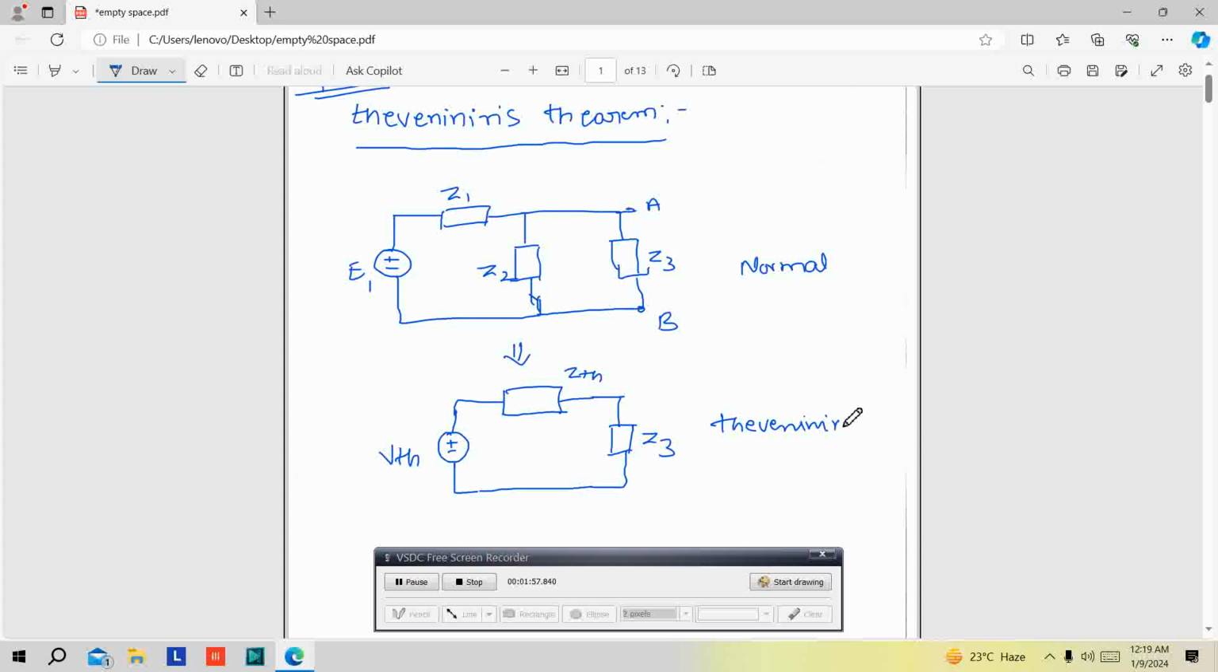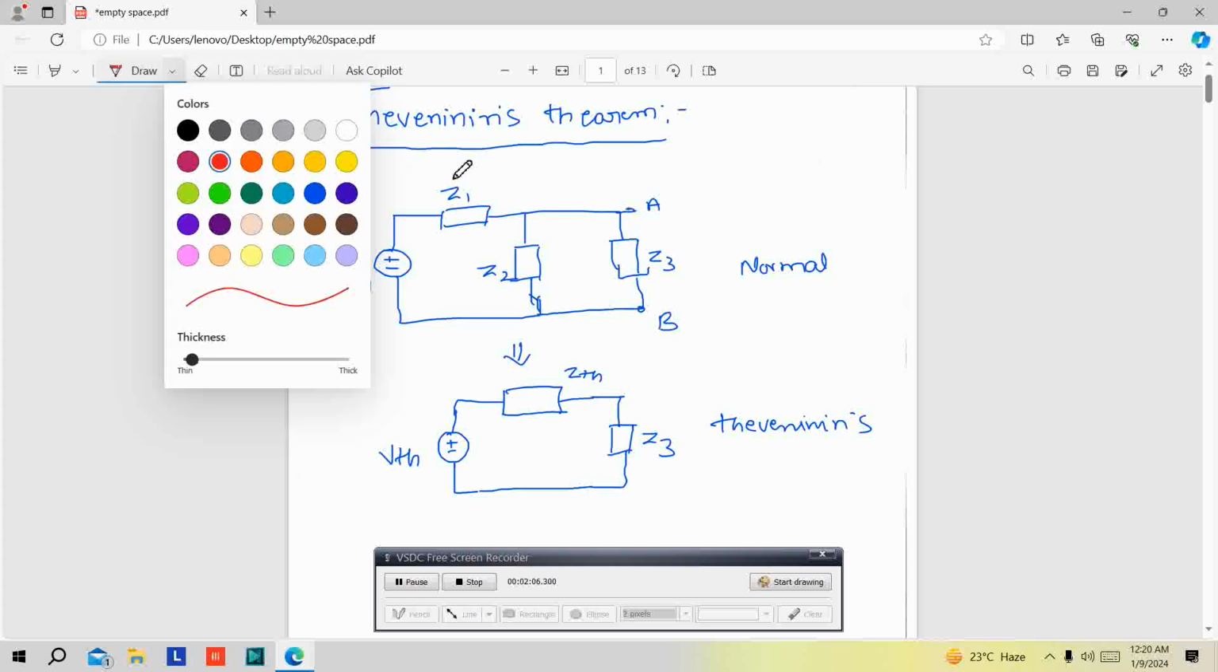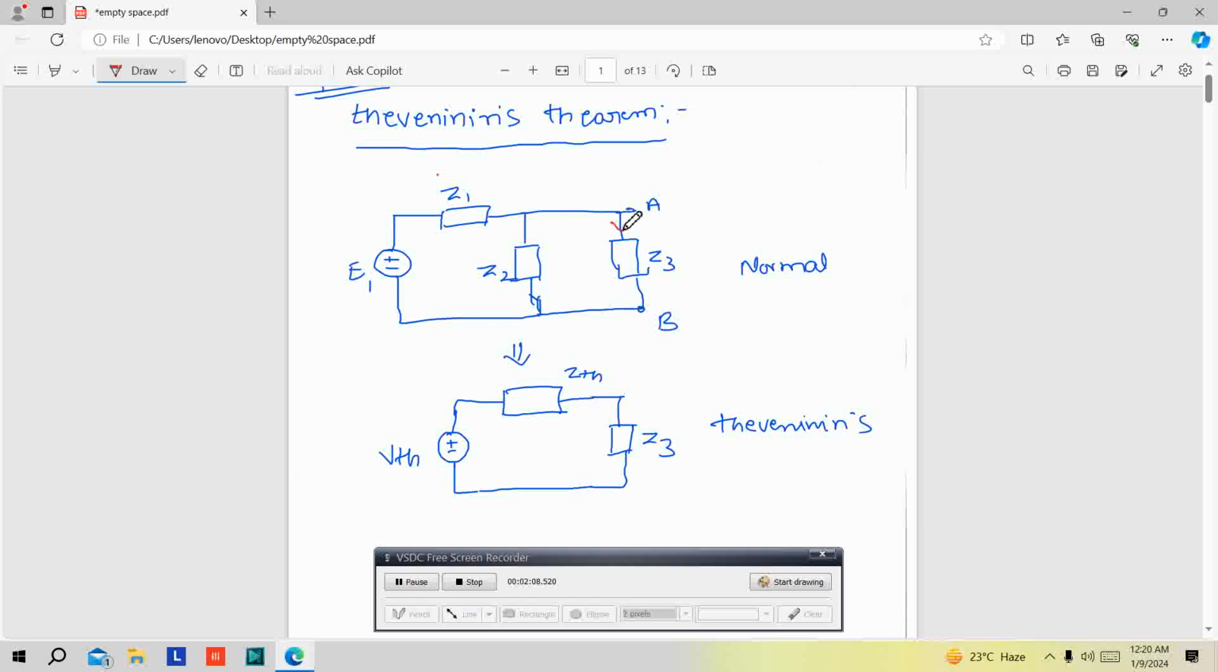Now we want to prove this. How are we going to prove this? It is very simple. I am going to calculate the current passing through this, which should be equal to the current passing through this. If we prove the current passing through Z3 is equal to the current passing through Z3 in this network, it shows that we have proved Thevenin's theorem.